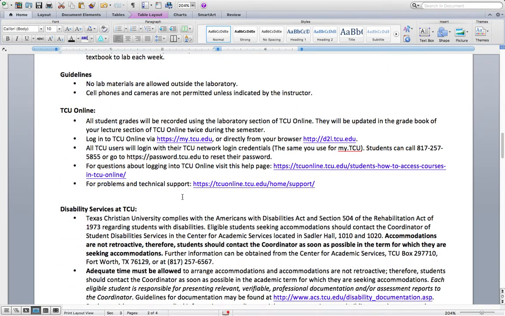Make sure that you keep track of everything through TCU Online. All of your quiz grades and exam grades will be uploaded there. There's also a lot of helpful documents, PowerPoint slides that I use, and any other helpful resources that may benefit you as you're studying. Everything will go on TCU Online. Any announcements due to any changes in lab or clarification of information that was presented in lab, all of that will go on TCU Online.